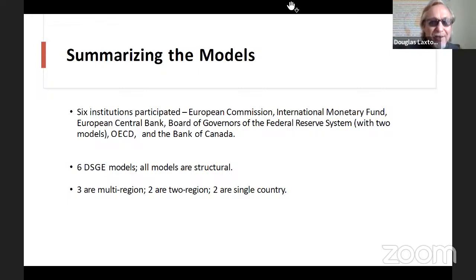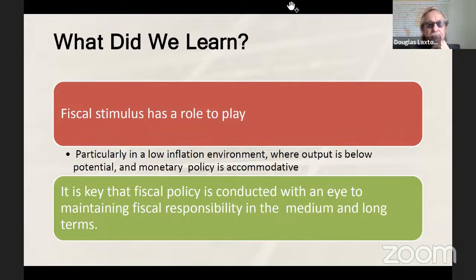I wouldn't even say the OECD is into it. They're not in the same league as these other guys. And I think one of the Fed models is probably infinite horizon, representative agent stuff. Okay, but six DSGE models, all models are structural. Three are multi-region. Two of them are two regions, and two are single countries. Okay, so I would say it's really the IMF team that would have been doing the major multi-country models.